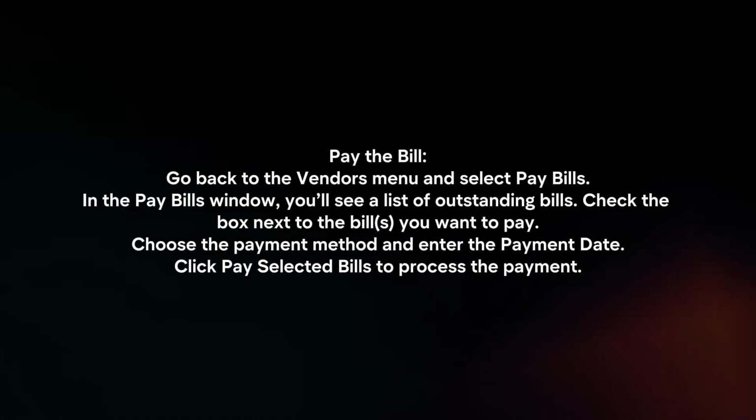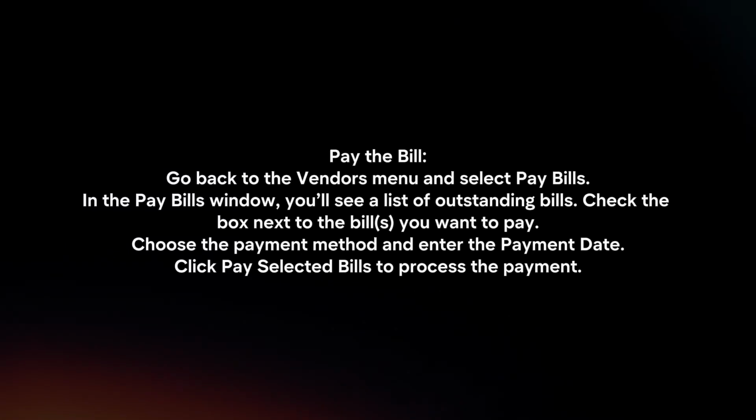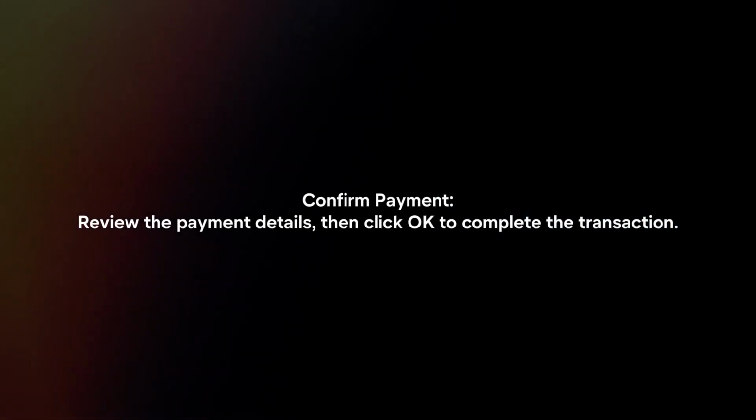Choose the payment method and enter the payment date. Click Pay Selected Bills to process the payment. Confirm payment. Review the payment details, then click OK to complete the transaction.